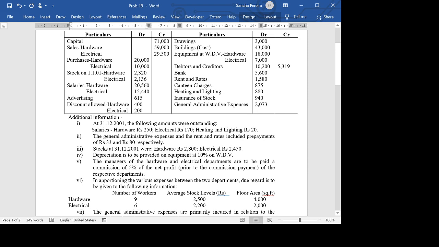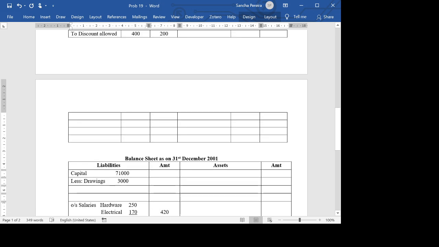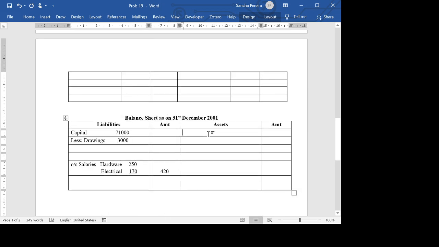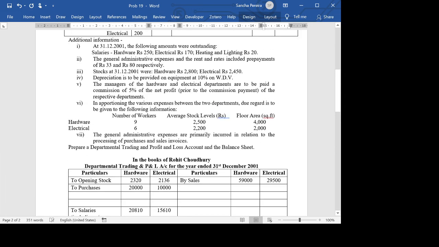Then we have building. If you remember, there was no adjustment to building. There's no depreciation. So, building we write as it is. Building would be 43,000.